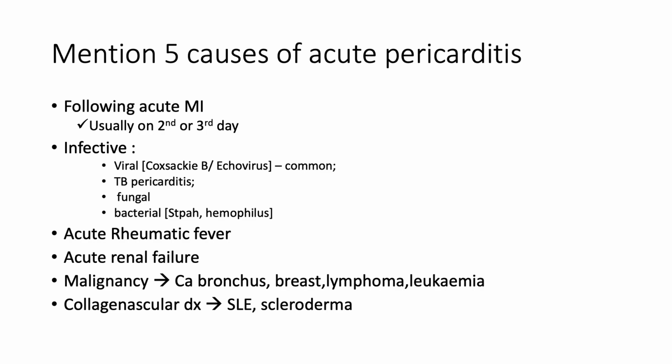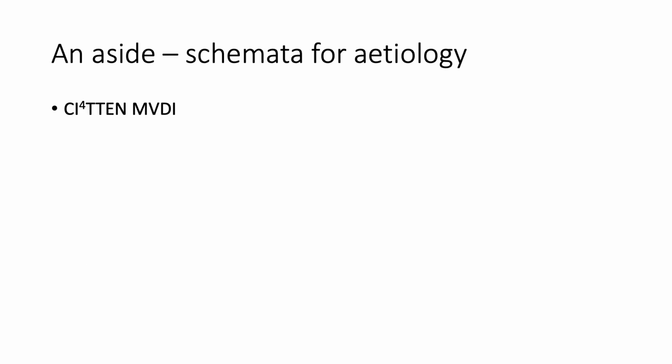Five common causes we have: in our setting following acute MI, but usually on the second or third day. Infective etiologies, we split that into viral, bacterial, fungal, protozoal, but by and large in our setting, TB pericarditis, common. Coxsackie B, echovirus, common. Less common fungal and bacterial. Okay, and then we have staph, Haemophilus. What about acute rheumatic fever? Can give it to you. Acute renal failure on the back of severe uremia. Malignancy: carcinoma of the bronchus, breast, lymphoma, leukemia. Collagen vascular disease, don't forget, always suspect in a young female of childbearing age with other stigmata of autoimmune disease, especially SLE and scleroderma. Okay.